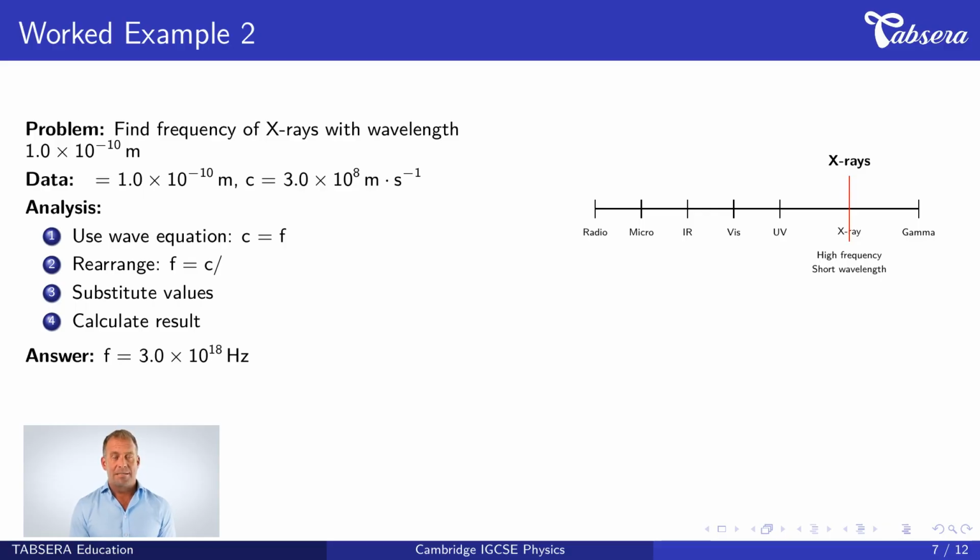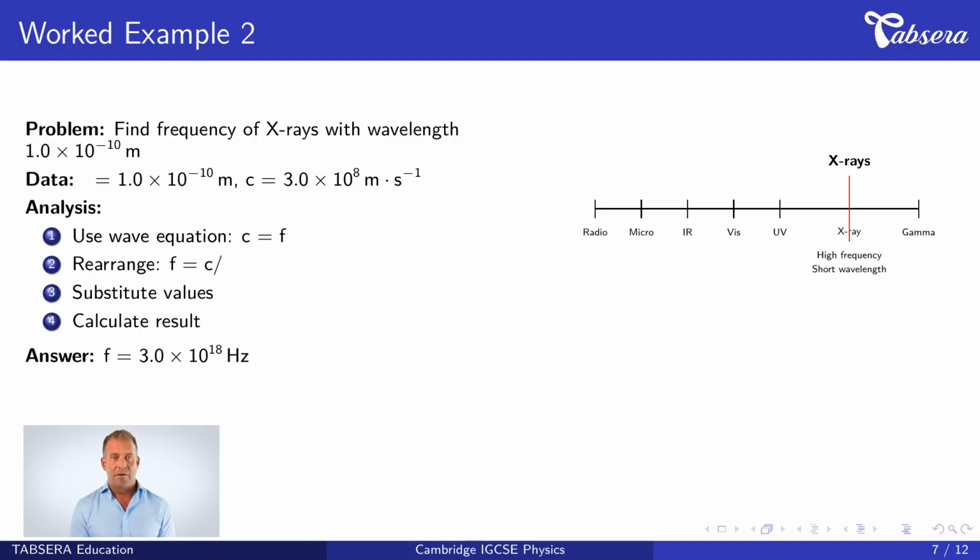Example 2 applies the same principle differently. The problem is, find the frequency of X-rays with wavelength 1.0 times 10 to the power minus 10 meters. The data shows a very short wavelength, which indicates high-frequency radiation. Now we analyze. First, use the wave equation c equals f lambda.